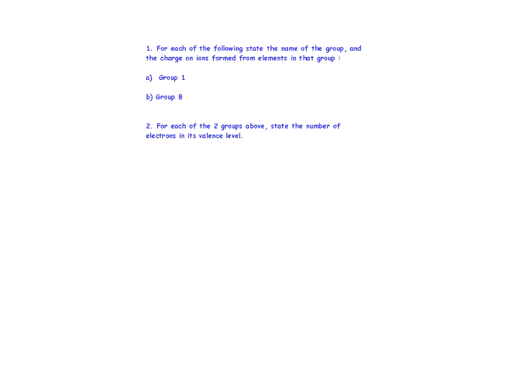So we're looking for group 1, the charge on it when it forms ions with other elements, and the same with group 8. And then for each of the 2 groups, state the number of electrons in its valence level.